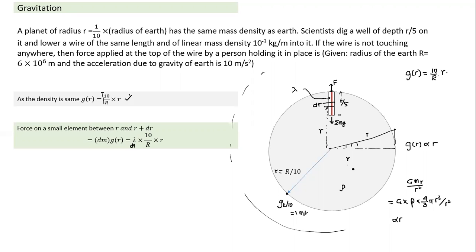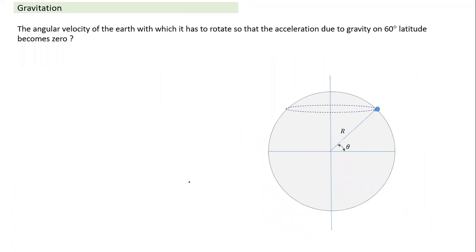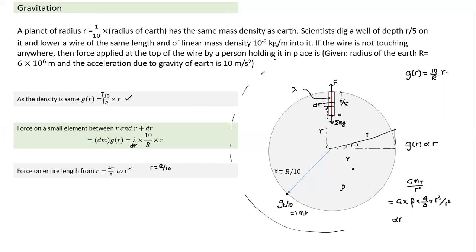So the force on a small element: the only thing I will now add is the dr term. So lambda dm, lambda into dr into the gravitational field at distance r from the center. And for the force on the entire length, r is varying from where to where? From this point to this point. What is the distance of this lower point? The limit will be from 4r by 5 to r. Only thing we'll do in the final substitution is put r is equal to R by 10. Either I can substitute capital R equal to 10 small r, or small r equal to capital R by 10, and we can find that answer. Okay, I'll stop here. I hope until now all of you have understood and followed.